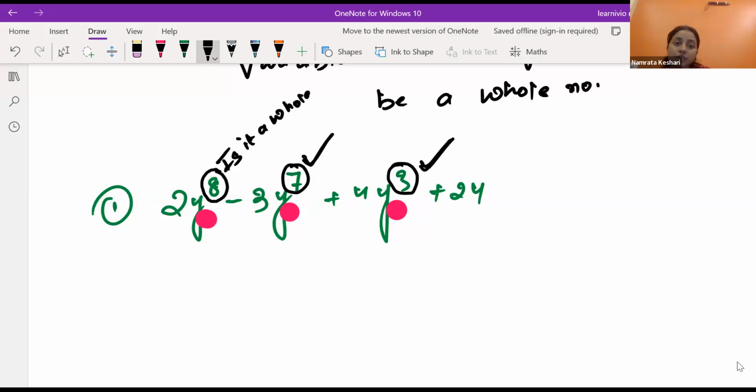If here I am writing 2 to the power minus 1, that we don't have to check. We have to check the power of the variables. If those are whole numbers, each and every power. So many times you will be able to see variables. You have to check each and every power. If all are whole numbers, then you will declare that yes, the given expression is a polynomial.